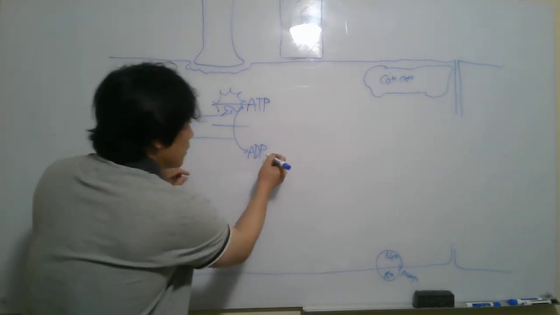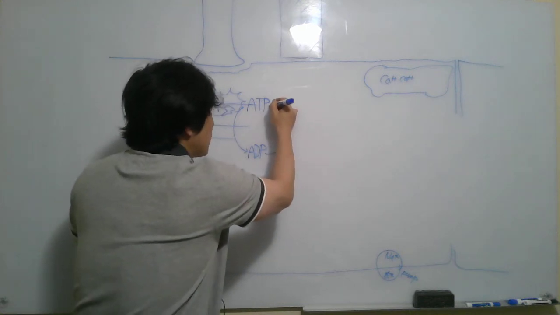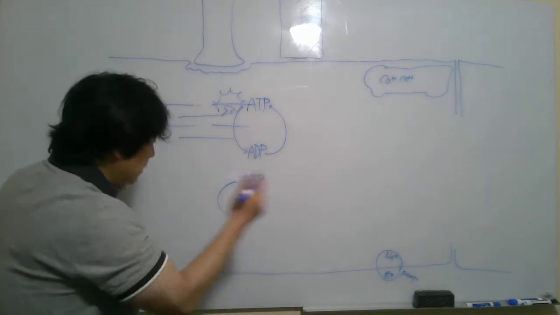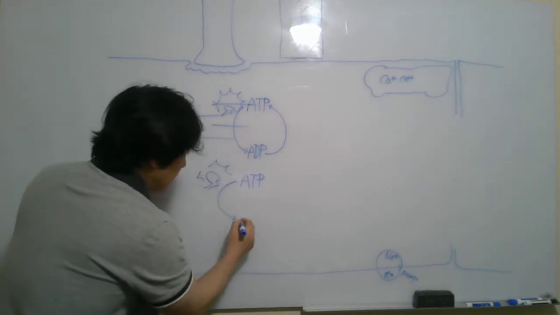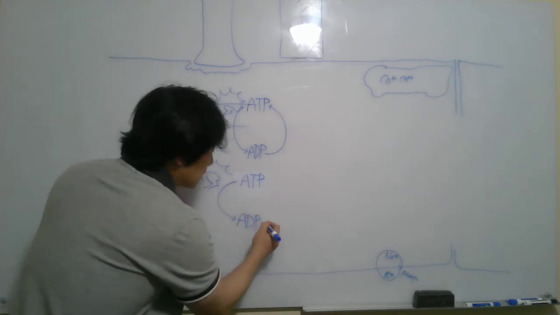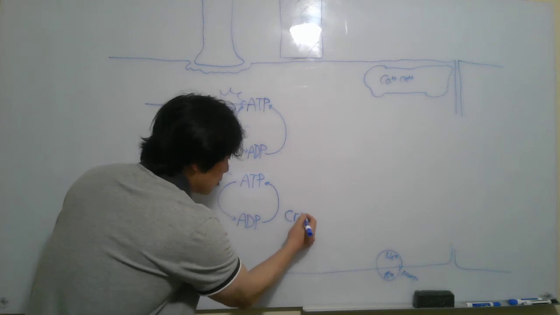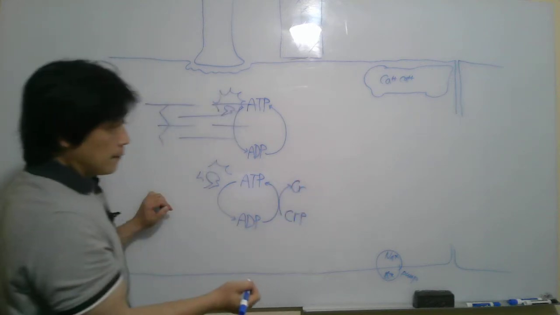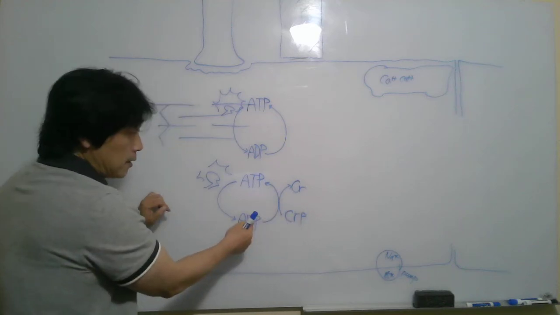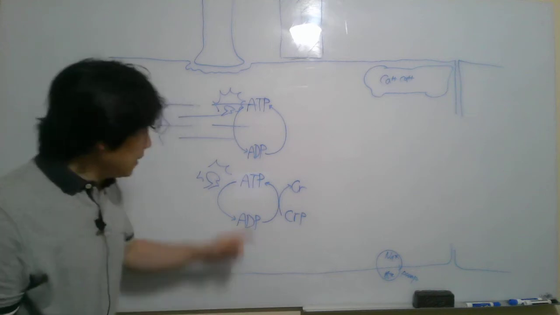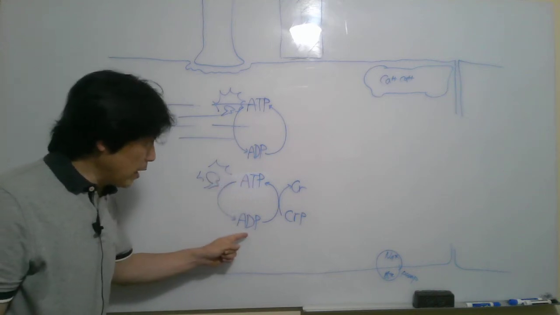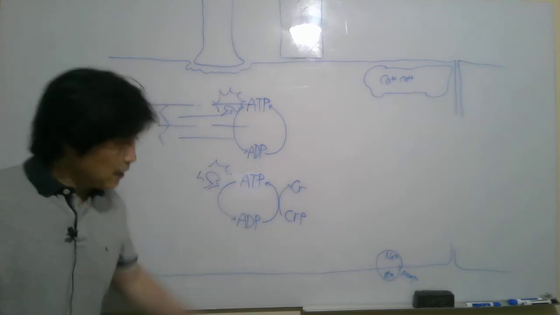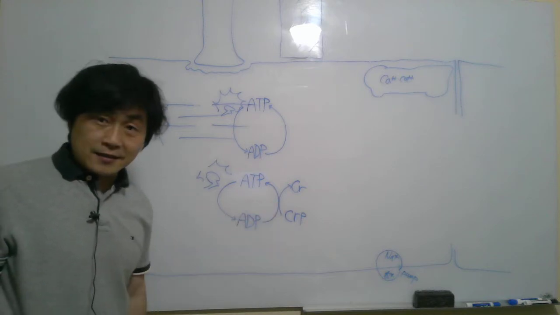And what about this ADP? We can resynthesize ATP. Do you remember? Another ATP is here to energize the myosin head, and it becomes ADP. This is easy if we have creatine phosphate here. Creatine phosphate becomes creatine and gives its phosphate group to the ADP, and we can resynthesize ATP. Makes sense? This ATP can energize the myosin head and become ADP. Creatine phosphate gives inorganic phosphate to the ADP and becomes creatine, and ADP becomes ATP. Which enzyme? Creatine kinase.